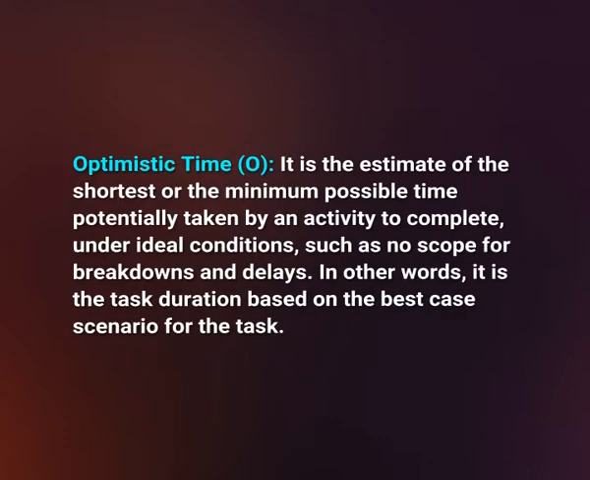Optimistic time. It is the estimate of the shortest or the minimum possible time potentially taken by an activity to complete under ideal conditions, such as no scope for breakdowns and delays. In other words, it is the task duration based on the best case scenario for the task.